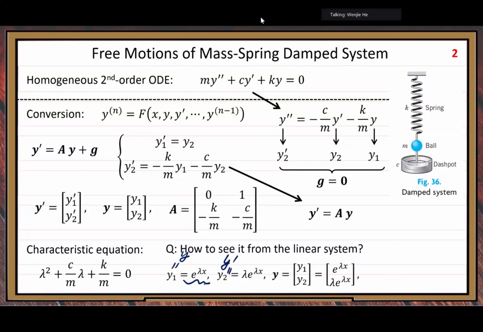All right, then let's write the y vector. This is the y vector. Then the y prime vector, another round of derivatives: the derivative of the first component, the derivative of the second component. So that's the y prime vector.